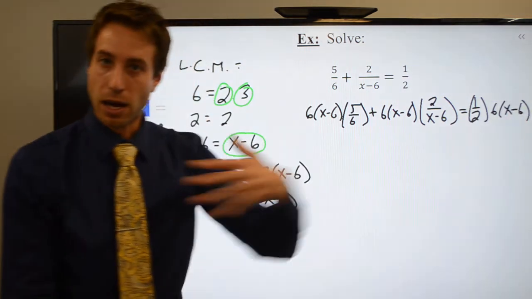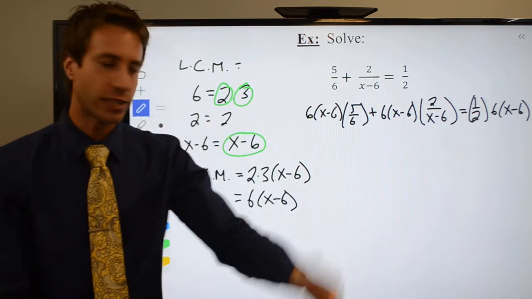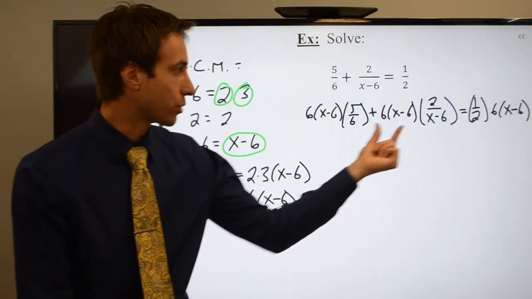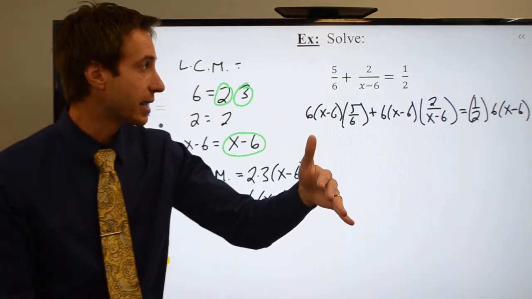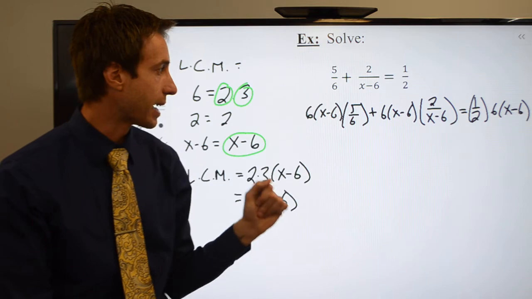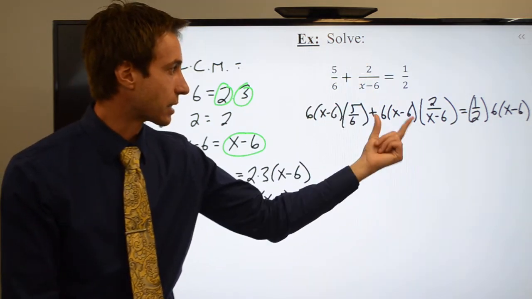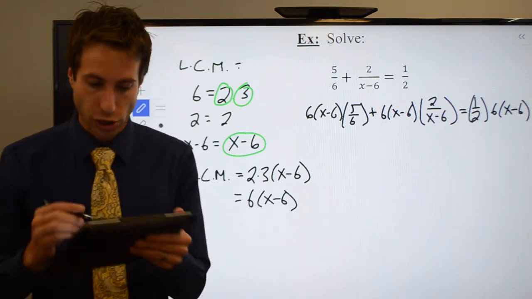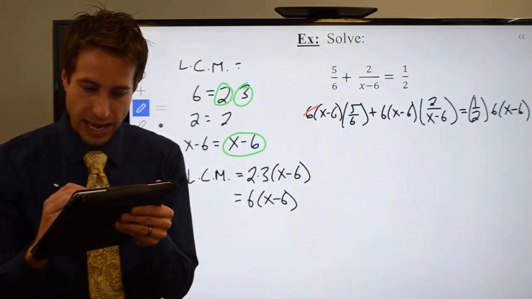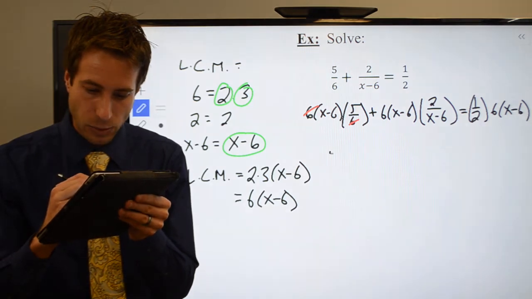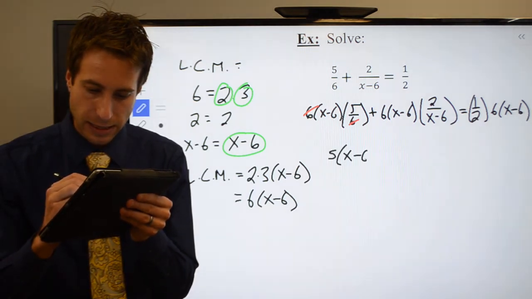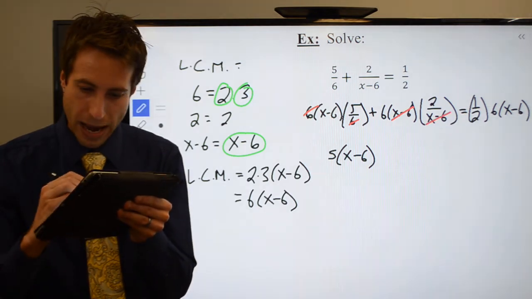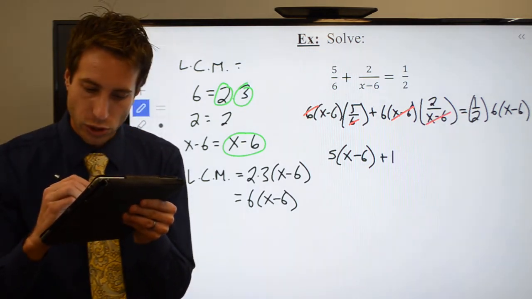I'm squeezing, but I just jumped straight to the part where algebra says whatever you do to one person, do to everybody. So I'm just multiplying every term originally in the problem: 5/6 multiplied by my LCM, and 2 over x minus 6 multiplied by the LCM. Now the fractions are going to go away, right? So I have a 6 and a 6. Those drop out. It leaves me with 5 times x minus 6. Fantastic. I have an x minus 6 and an x minus 6. Those drop out, and it's going to leave me with 6 times 2, which is 12.